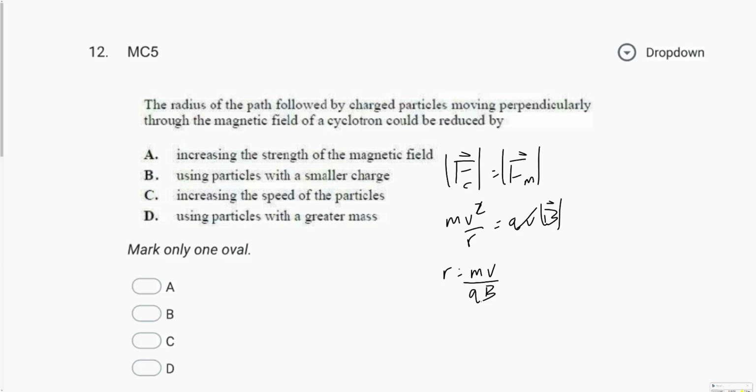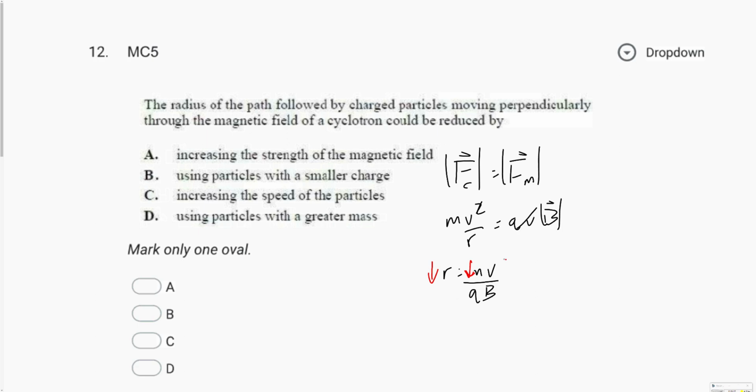All right, if I want to make R smaller, what are the four ways that I can try to make R smaller? If I make M bigger, does that make R smaller? No, it's just the opposite, right? Well, if I make M smaller, then R is going to go smaller, right? What do I got to do to V if I want to make R smaller?